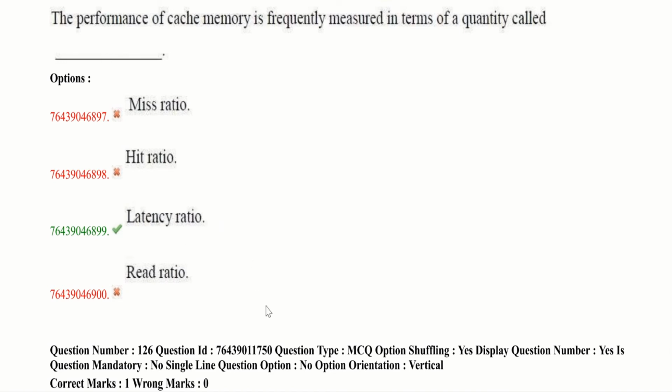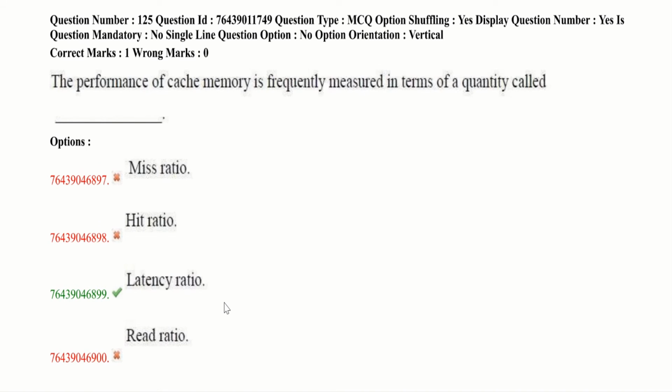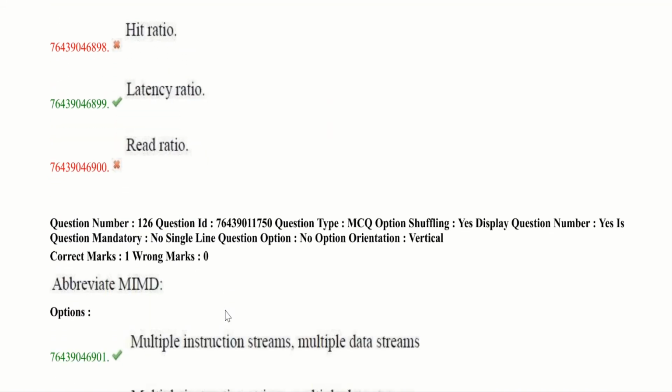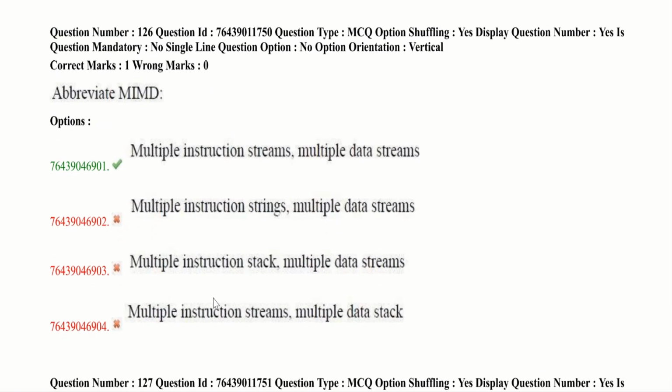Cache memory is a very small topic and easy to understand. It is given highest priority in ECET as well as all the exams. It hardly takes 20 minutes to learn about cache memory. Go through the link in the description so you can get it easily. And let's move to the next question.